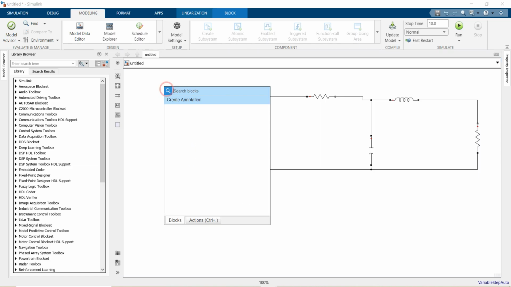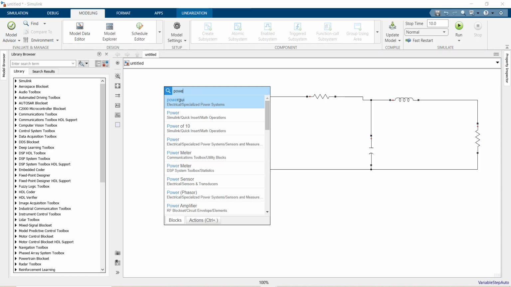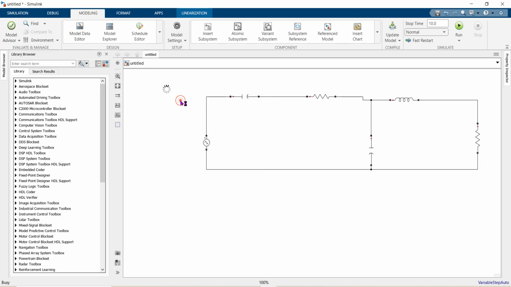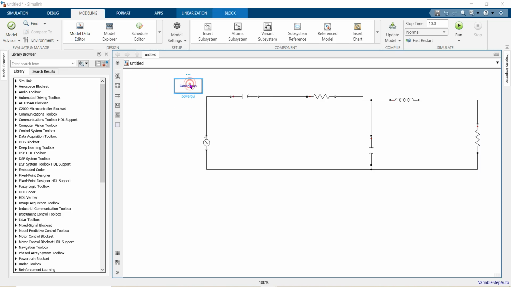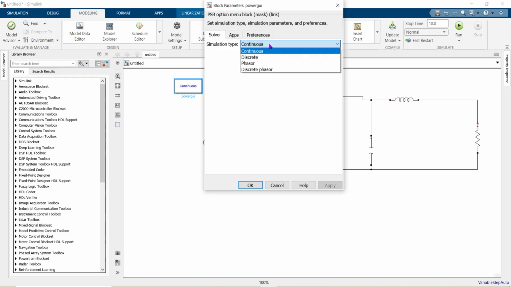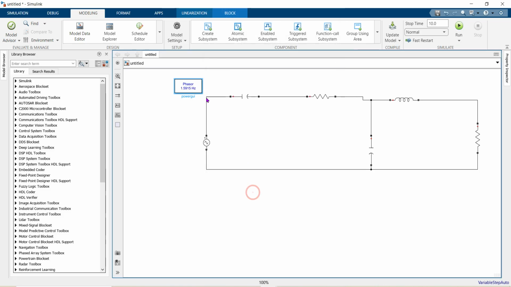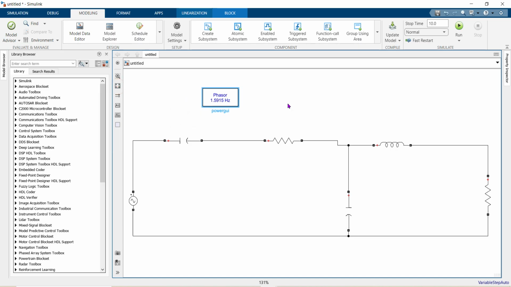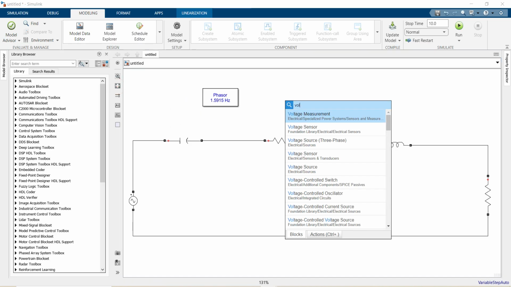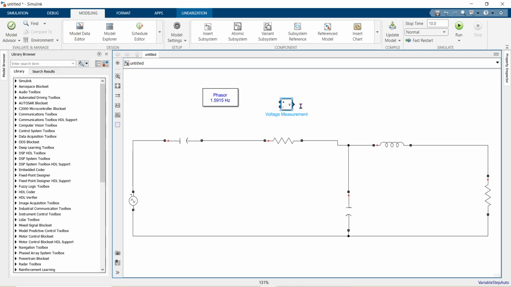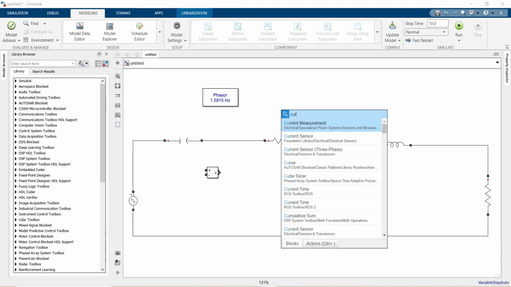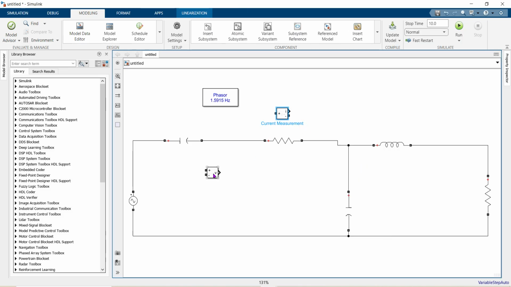And here we need a powergui block, as we are simulating specialized power system blocks. Here we have to select phasor, and the frequency will be the same value, 1.5915. Now click OK. Now our circuit is okay. Here we need to measure the voltage and the current to find the impedance, so I'm taking the voltage and current measurement blocks.